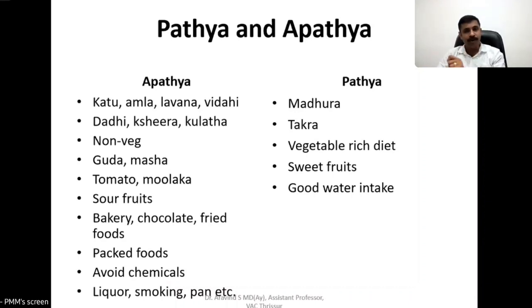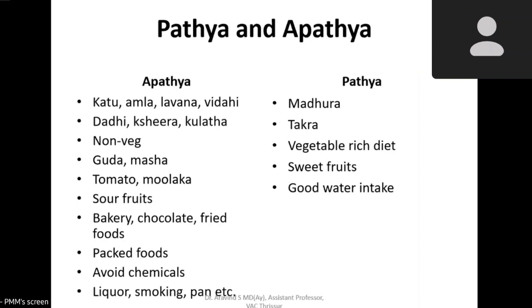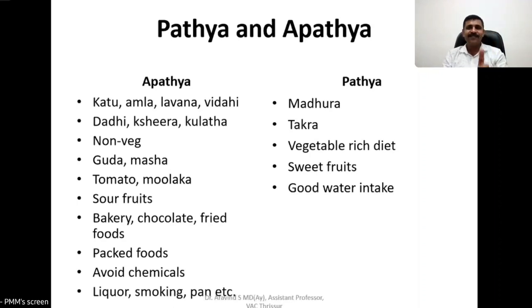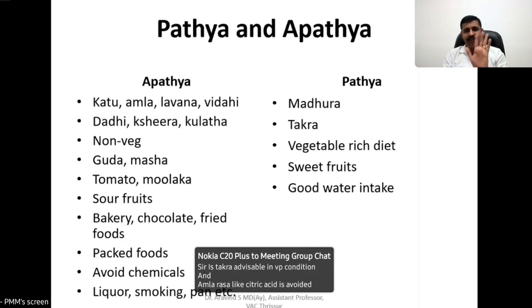Coming to the Pathya, Madhura rasa ahara is very good. Takra should not be sour; Madhura Takra can be taken. Then a vegetable-rich diet. You can tell all the vegetables except those mentioned in the Apathyas. You should tell which vegetables you can use depending upon your availability, your state, your locality, along with fruits. Then good water intake. It is very, very necessary, because, as we have seen in the pathology of psoriasis in the modern aspect, dryness is the main issue, or the production of fat is very less. How can it be replaced? Good water intake. That's a must.